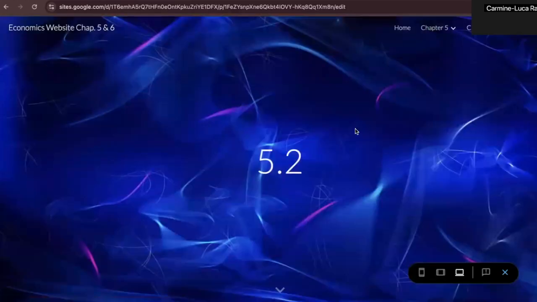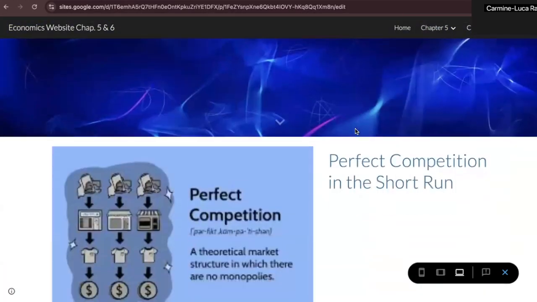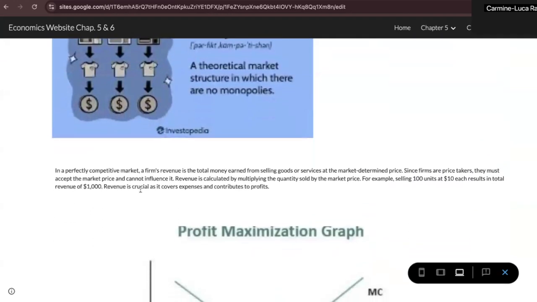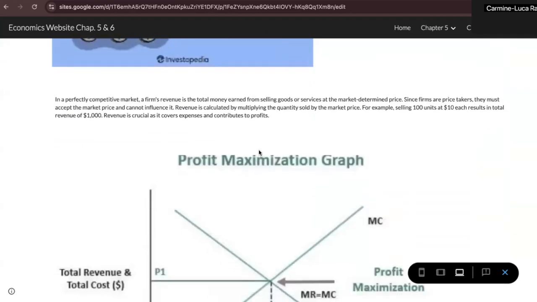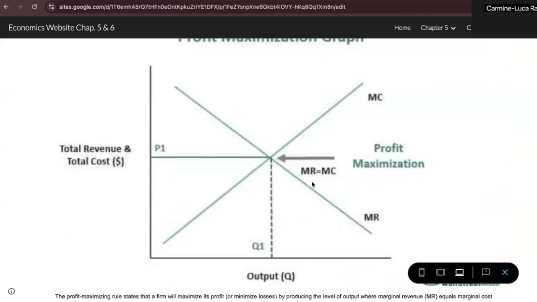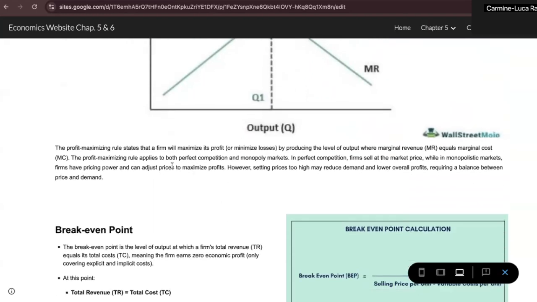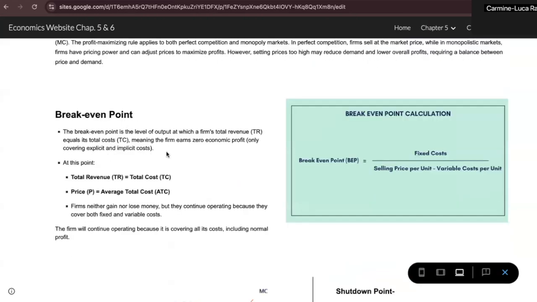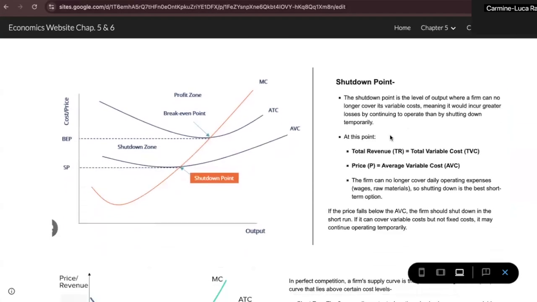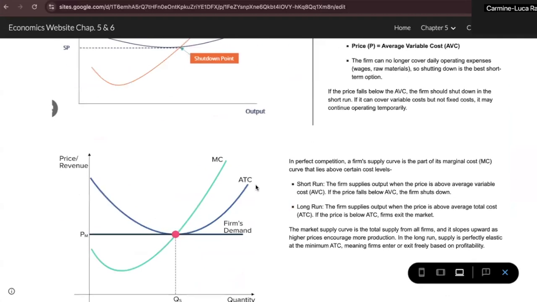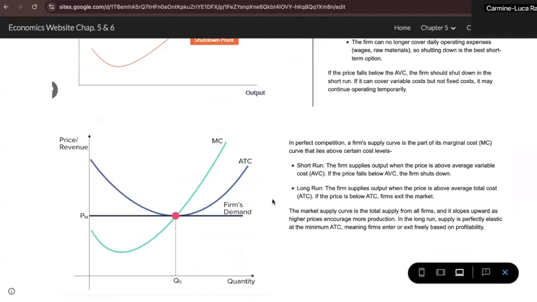The next part of the website is 5.2. In 5.2, I talk about perfect competition in the short run. I briefly describe what it is. I show a profit maximization graph where MR equals MC, which is marginal revenue equals marginal cost. I explain what profit maximization is. I show how to calculate the break-even point, what it is, show the shutdown point, what it is, where it is, and then I show a perfect competition's supply curve.